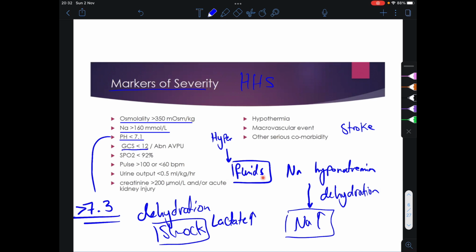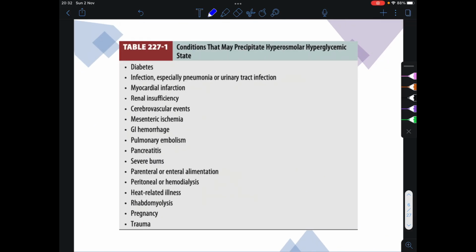Now, of course, a Glasgow coma scale of less than 12 is also problematic, because the hyperosmolarity itself causes altered mental status, coma and stupor. So a decrease in the Glasgow coma scale means progression of symptoms and progression of the disease. Now, an SpO2 of less than 92 is also a marker of severity and bad prognosis. Tachycardia or bradycardia, decreased urine output, a creatinine of more than 200 micromoles, and a patient having an acute kidney injury, hypothermia, having macrovascular events like stroke, and other serious comorbidity are all markers of severity.